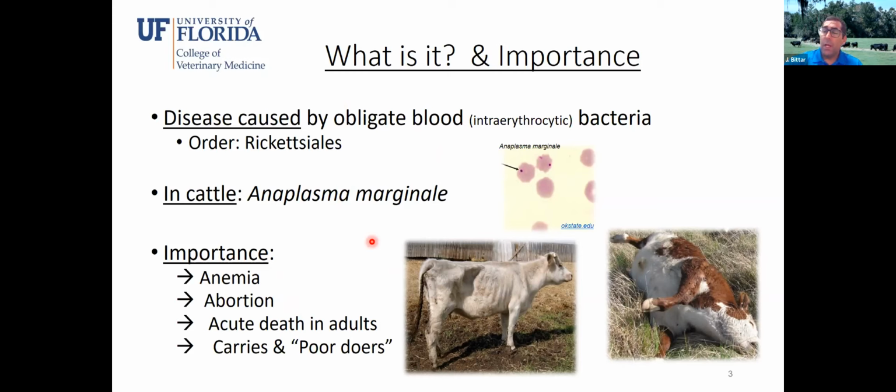And then if those cattle, the younger cattle especially, go through the disease and develop some immunity, they become poor doers. They might not gain weight well or reproduce as we're expecting. And they also are carriers. So they always have this bacterium that can be transmitted to other cattle. And it's the number one disease caused by ticks in the U.S.